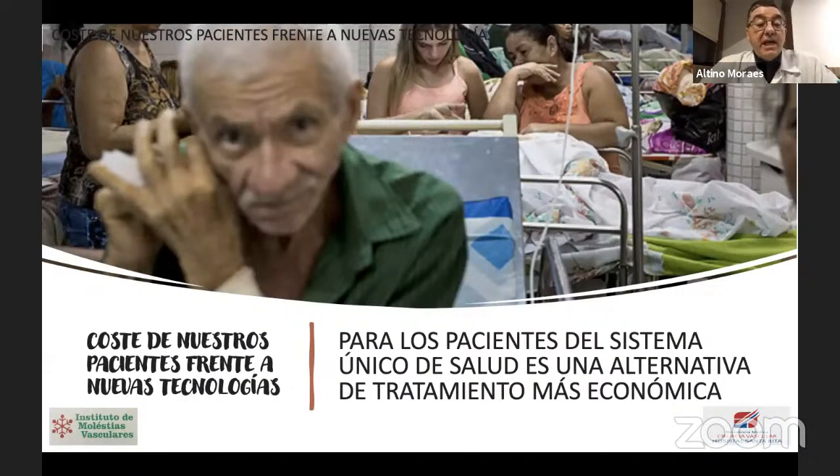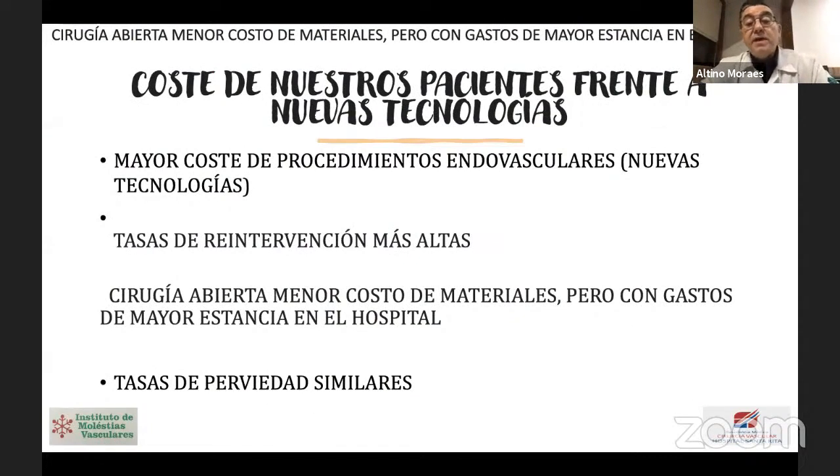E principalmente para estes pacientes do Sistema Único de Saúde aqui do Brasil, os custos de nossos pacientes frente a novas tecnologias são muito altos. Então, para os pacientes do Sistema Único de Saúde, a cirurgia aberta é uma alternativa de tratamento mais econômica. O maior custo de procedimentos endovasculares são por las novas tecnologias. Então, às vezes, no Sistema Único de Saúde, nós temos problemas sérios. As taxas de reintervenção em pacientes tratados por cirurgia endovascular são mais altas. A cirurgia aberta tem um menor custo de materiais, mas com gastos de maior instância no hospital.